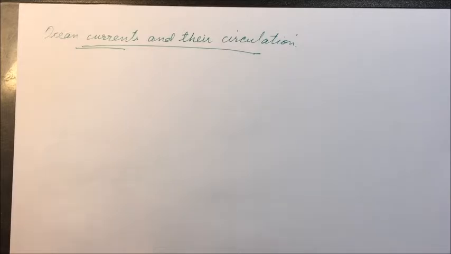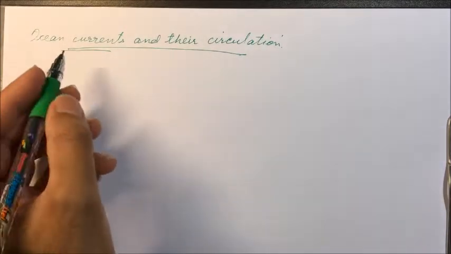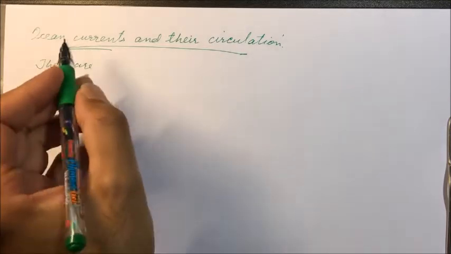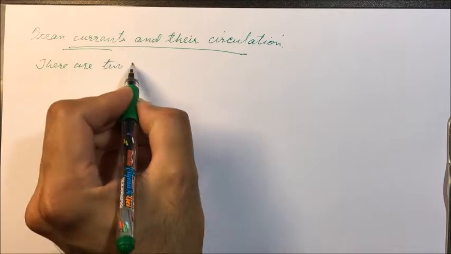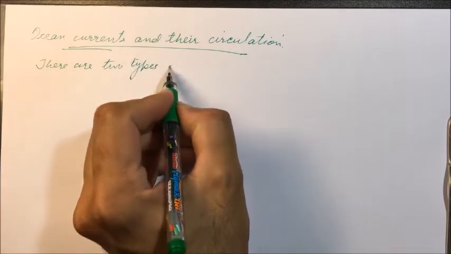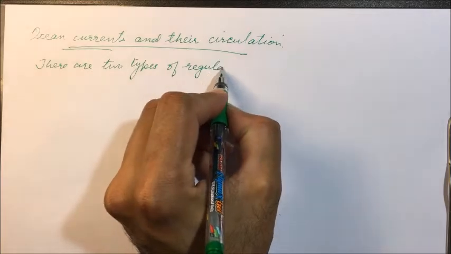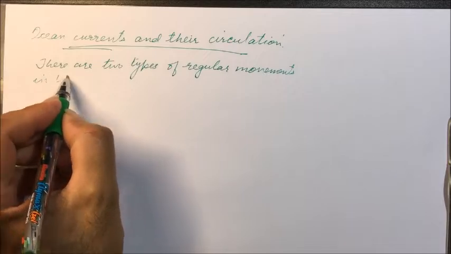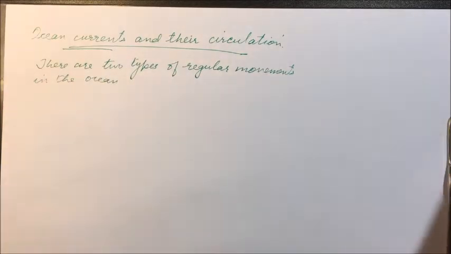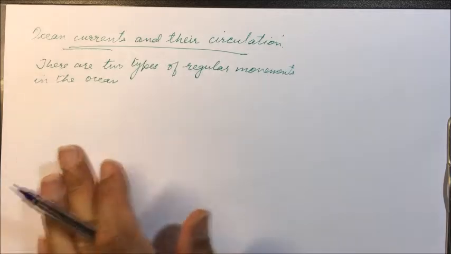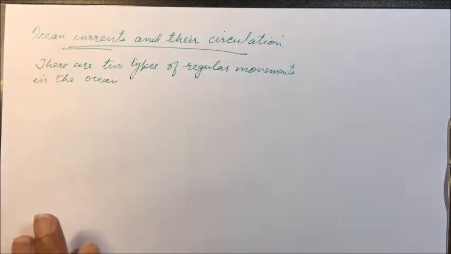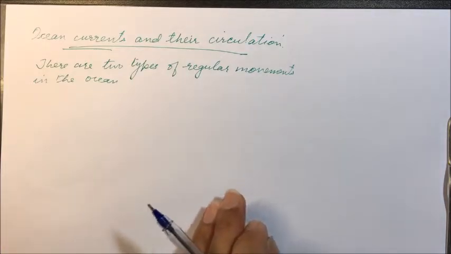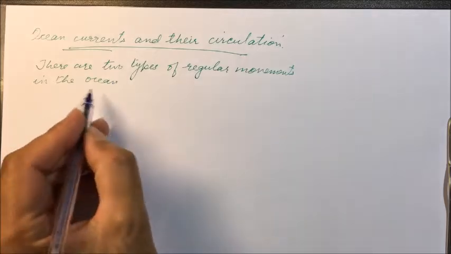Under this topic, first we'll be discussing types of regular movements. So there are two types of regular movements in the ocean. Either the water moves on the surface of the ocean, or from top to the bottom it moves, or from bottom it rises up towards the surface of the ocean.